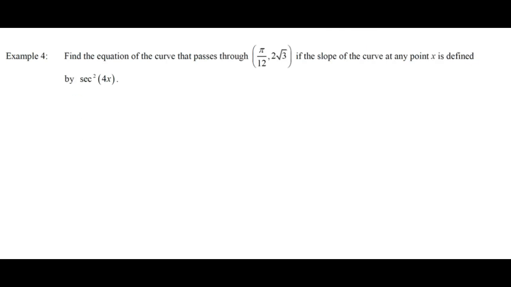Okay, find the equation of the curve. Find the equation of the curve that passes through pi over 12, 2 root 3, if the slope of the curve at any point is defined by secant squared 4x. So, what are we going to do?